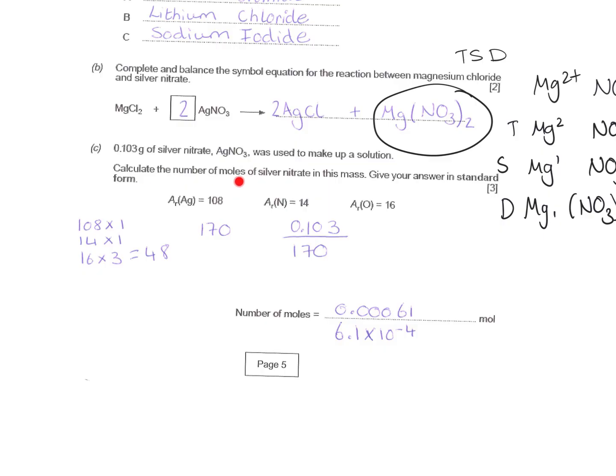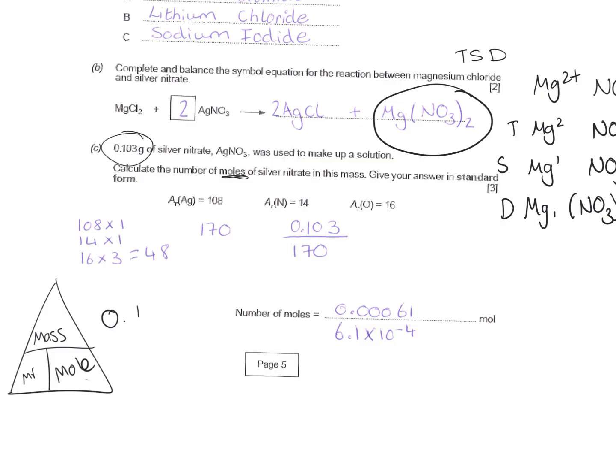Calculate the number of moles in the mass, give your answer in standard form. So straight away, I've seen the word moles, so I'm thinking of my equation, mass standing over Mr, mole. That's what I'm going to do first. It tells me to give the number of moles. I know my mass is 0.103.